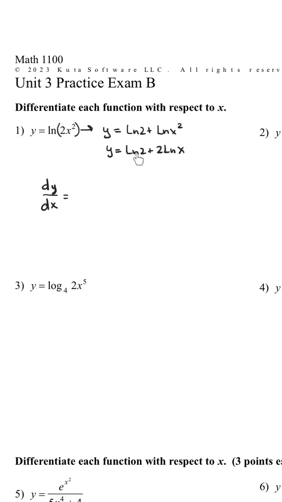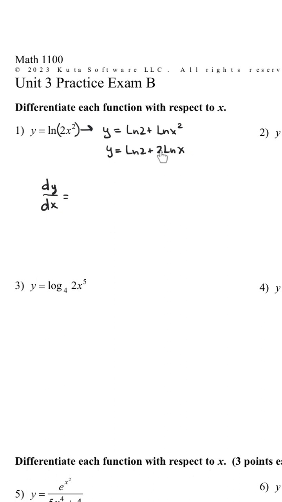So the derivative of natural log of 2, this doesn't actually need the rule for logarithm differentiation because it's not a variable expression. Natural log of 2 is a constant expression. It's like differentiating 5 or negative 6. The derivative of a constant is 0. So we really only need to worry about differentiating this term.